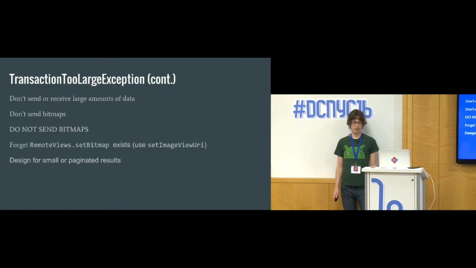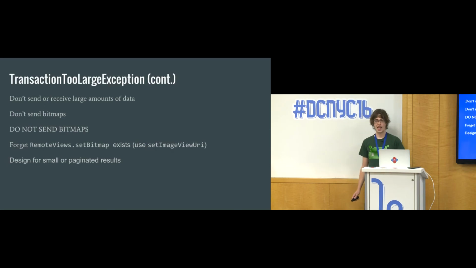So don't send and receive large amounts of data. Don't use set bitmap. Never set bitmap. Remote views have set bitmap. It's very tempting to use, because the other is set image view URI, and you never use image view set URI directly. But that's set image view URI. It's a way of setting an image where you can use a file provider, or you can use an SD card path if you're not supporting Android N yet.